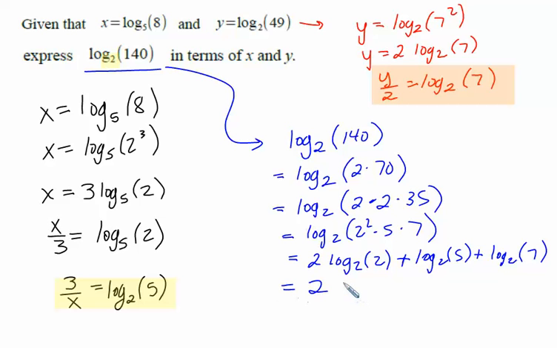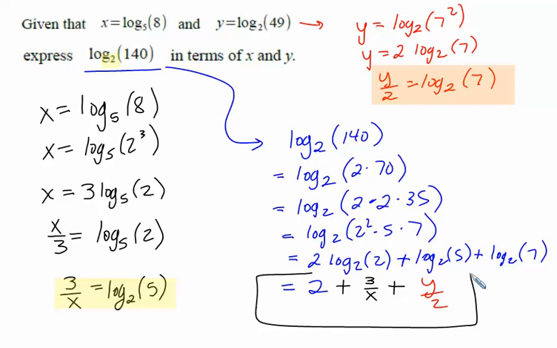Log base 2 of 5 is the 3 over x that we found over here. And last but not least, the log base 2 of 7 is y over 2. So the answer to our question of what is the log base 2 of 140 in terms of x and y, we have just solved for it.